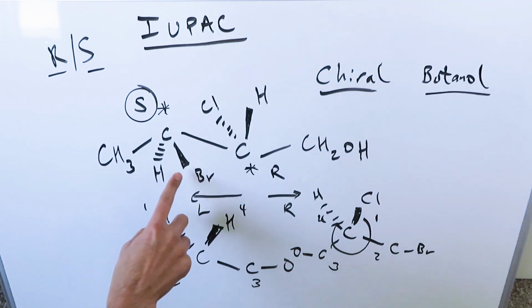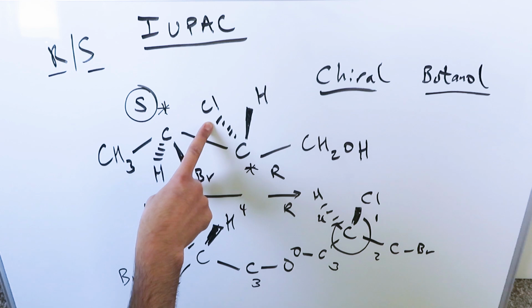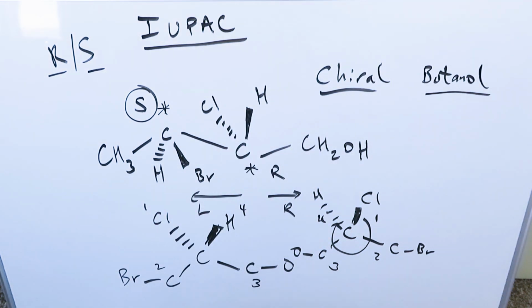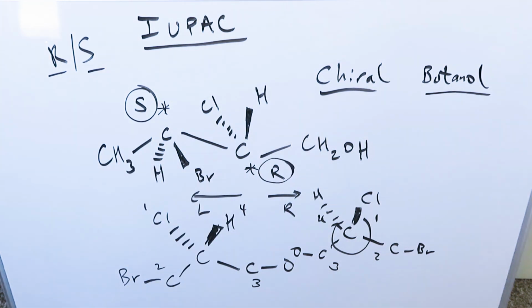Again, remember, when your higher priority atom is towards you, it's easy. When your higher priority atom is away from you and the lowest priority is towards you, it's difficult. You have to do mental imagery or mental manipulation, and you get your designation. I have an S here, I have an R over here. Now what we can do is name it.